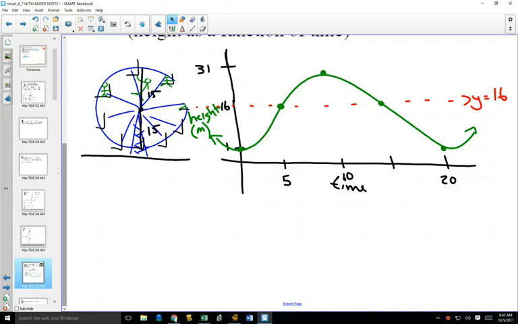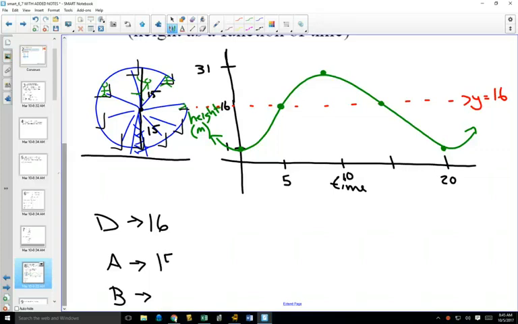So just off to the side here, let's think about the D, the A, and the B. Can you tell me what my D value is going to be? 16, because that D is our center line, our sinusoidal axis, our average. So it's going to be 16. Our A stands for our amplitude. It's going to be 15. In this case, it's the same as the radius of our Ferris wheel.